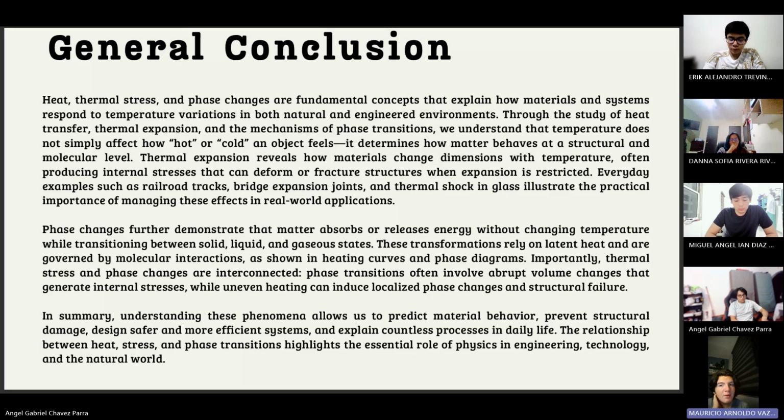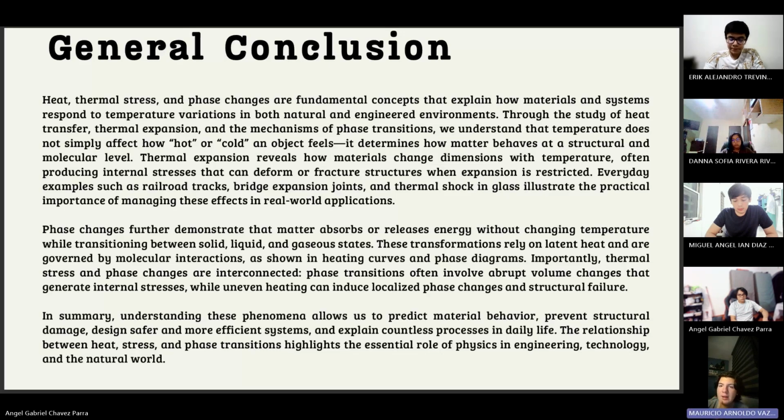Phase change further demonstrates that matter absorbs or releases energy without changing temperature while transforming between solid, liquid and gaseous states. This transformation relies on the latent heat and is governed by molecular interactions, as shown in the heating curves and the phase diagrams.